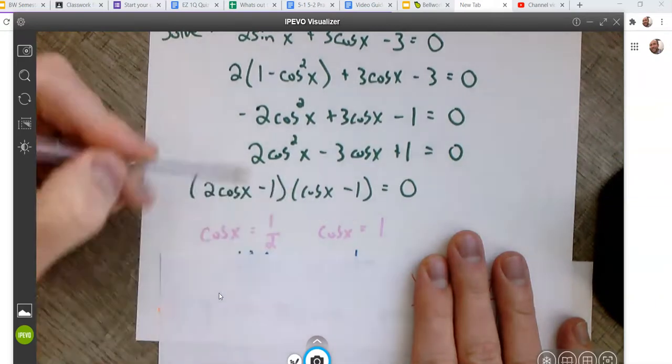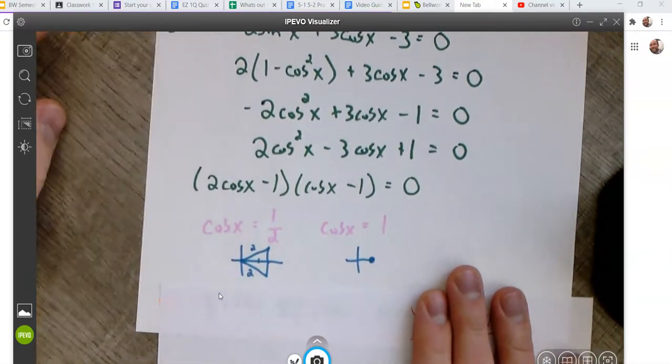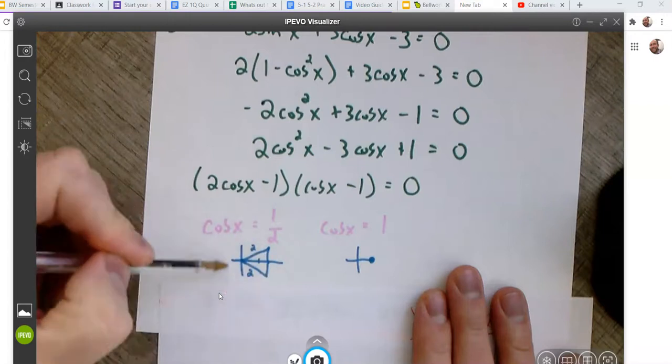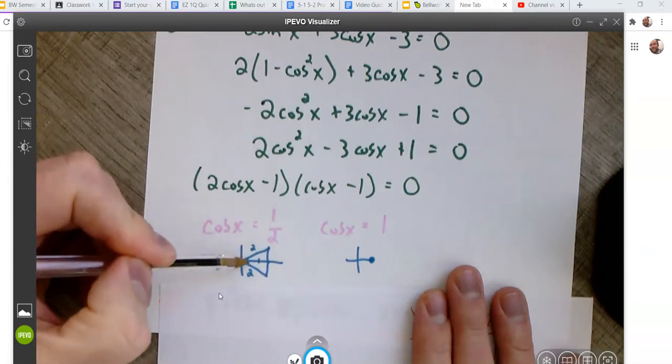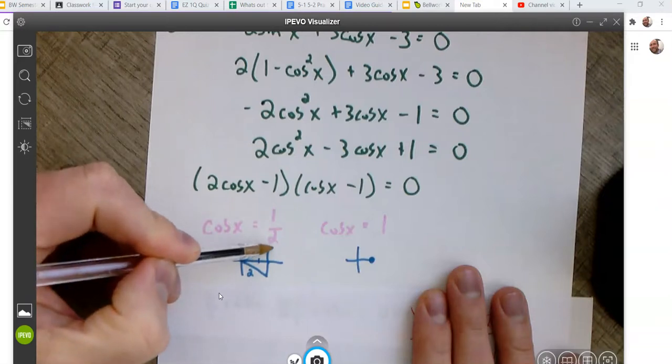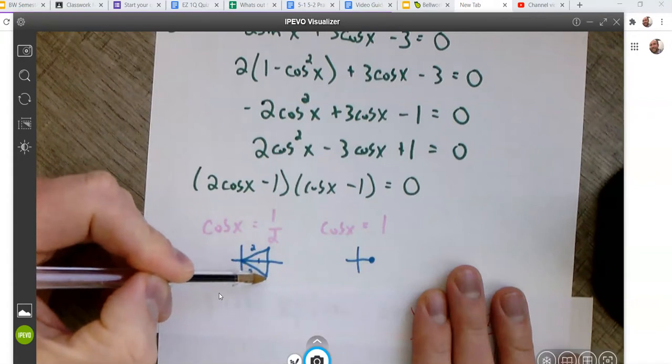Okay? For this one, when is cosine 1/2? Cosine is positive in the first and fourth quadrant. Cosine is adjacent over hypotenuse. I'm trying to figure out what these angles are. Okay, well, that would be a 60-degree angle, so that's going to be pi over 3. All the way around is 6 pi over 3. Back it up, 5 pi over 3.